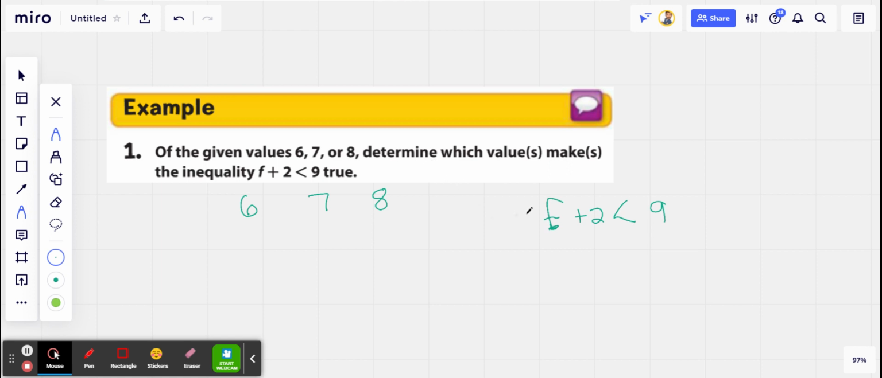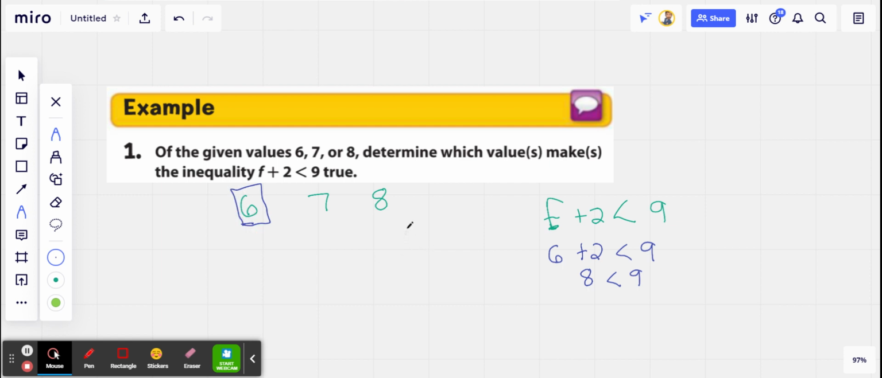We're going to use these values for f. So instead of f, we're going to do 6, 7, and 8 and see which one makes this true. All right, let me write a different color here. First I'm going to use 6. So 6 plus 2, is that less than 9? Well, 6 plus 2 is 8. So 8 is less than 9. So yes, 6 makes it true.